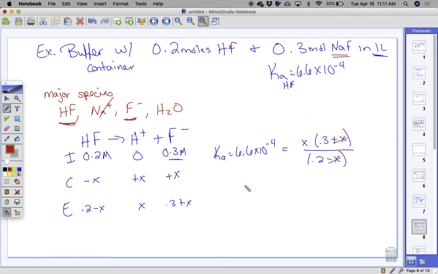All right, so this simplifies down to 6.6 times 10 to the negative 4th equals 0.3x over 0.2. Why do we cross those x's out? Because K is really small, and we don't want to do the quadratic formula. So, bottom line, the assumption is that it's going to shift right, but it's going to shift right so little.